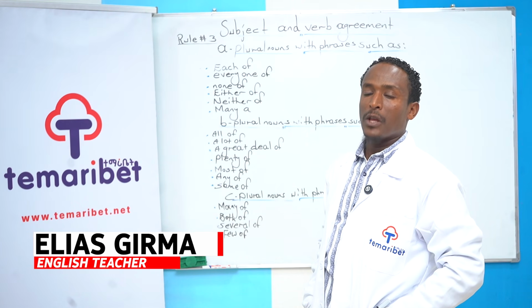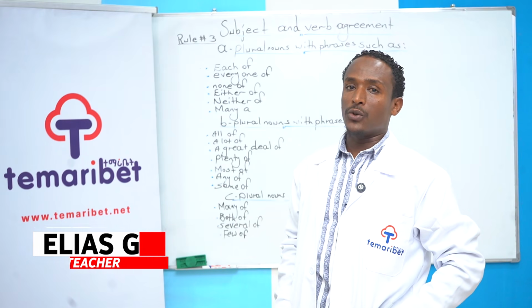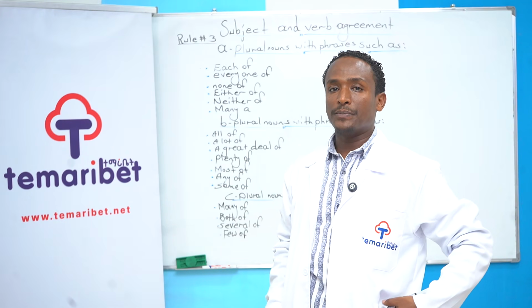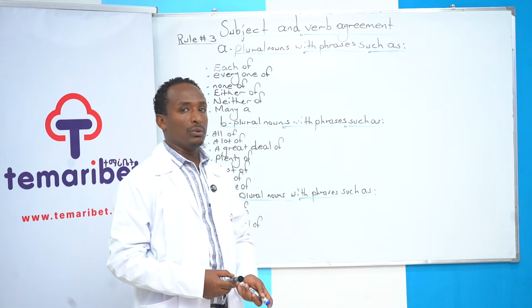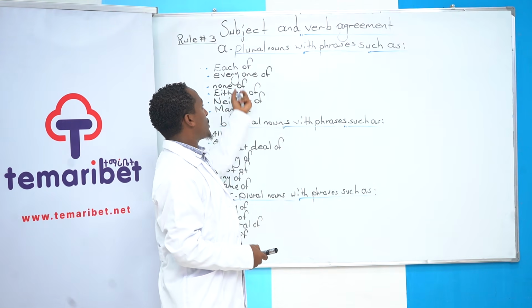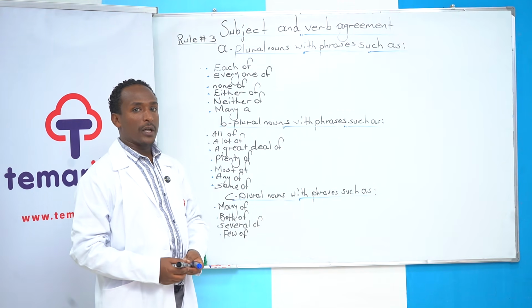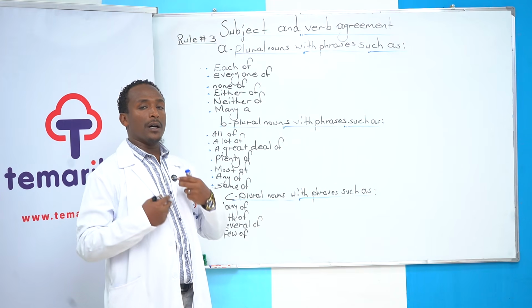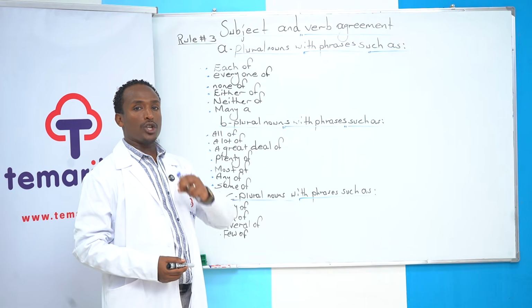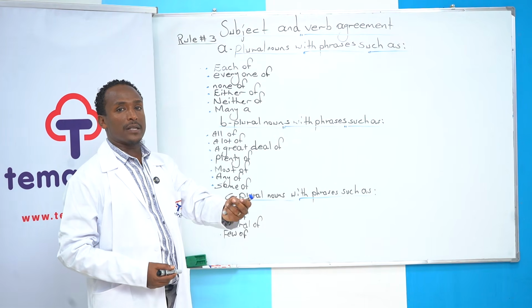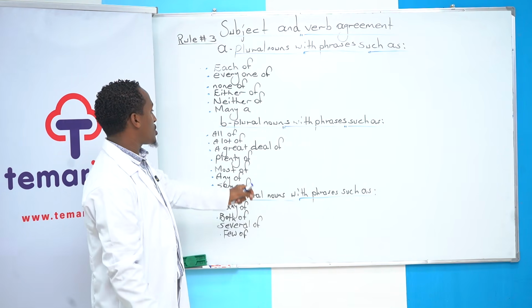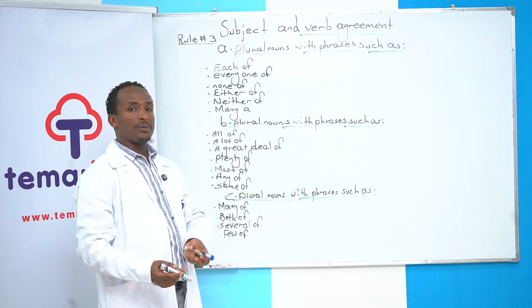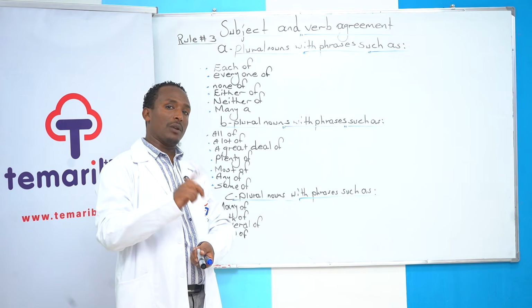Today, we are going to dive deep into rule number 3 of subject-verb agreement. Be with me. You can take short notes on your tutorial exercise book. Rule number 3 in the subject-verb agreement goes to what if different phrases with of come with plural nouns. Which phrases change the subject from singular to plural, and which phrases change the subject from plural to singular, and vice versa.